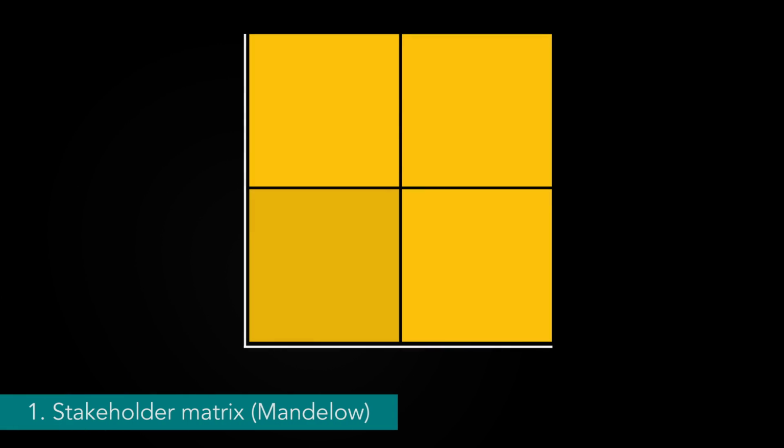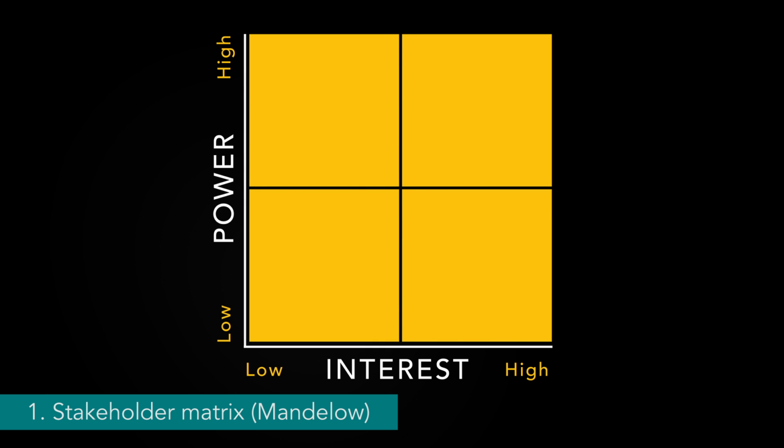So let's begin with the Stakeholder Matrix, sometimes also called a stakeholder map. Mandelow's Stakeholder Matrix is probably the most popular stakeholder matrix, and it focuses on categorizing stakeholders based on their level of interest and their level of power, the power to influence your outcomes. It features 4 quadrants, each representing a different type of stakeholder.